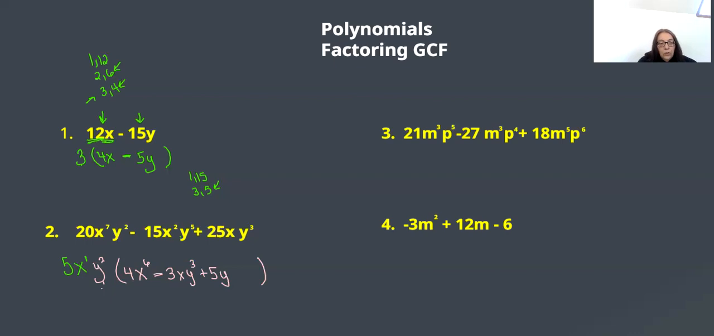So when you take 5xy squared times 4x to the 6th, 5 times 4 is 20. X to the 1 times x to the 6th, you add the exponents, that gives us x to the 7th, and we've already got the y squared. So perfect. Now, a positive times a negative gives me that negative. 5 times 3 is 15. I've got x to the 1. X to the 1 times x to the 1 is x squared, because you add the exponents.